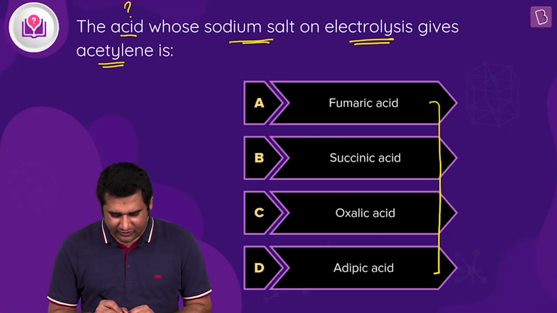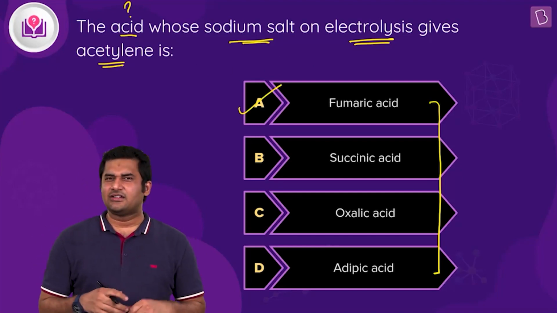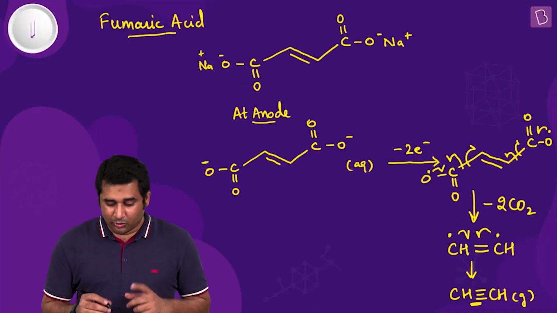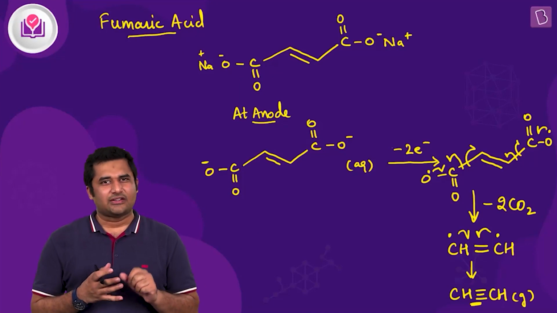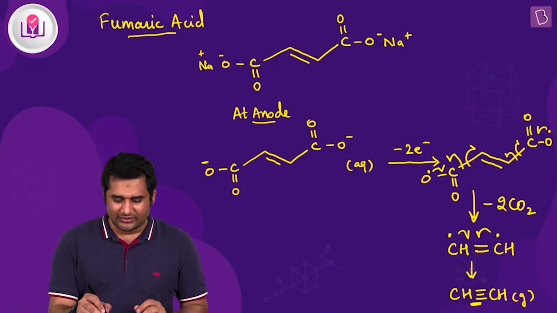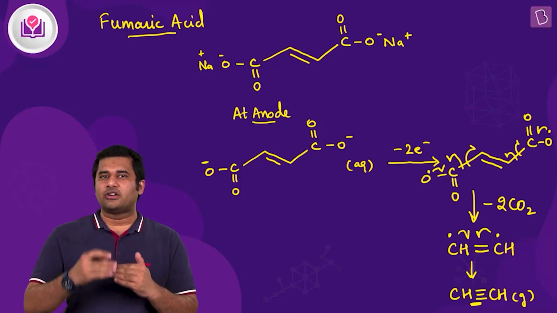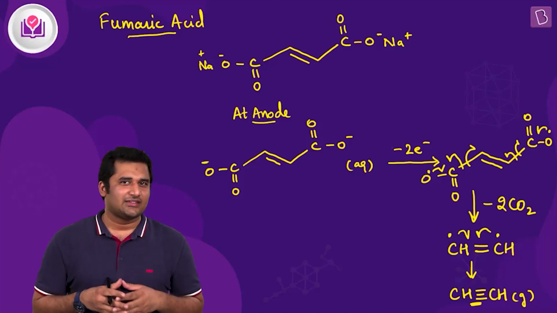So clearly with fumaric acid you will definitely get acetylene, so this is definitely the right answer. But let's look at succinic acid and oxalic acid also. One more important thing: I have not told you the product at the cathode. Since it is an aqueous solution, water will be present. So in place of sodium, water will go to the cathode and get preferentially discharged, thereby liberating hydrogen gas at the cathode.